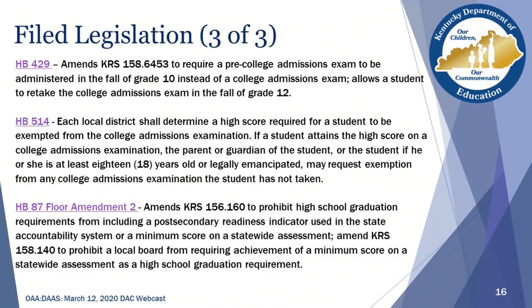Now, the last one I'll note is House Bill 87. It's a floor amendment 2, which amends the statute to prohibit high school graduation requirements from including a post-secondary readiness indicator used in the state accountability system or a minimum score on the statewide assessment. It also amends KRS 158.140 to prohibit the local board from requiring achievement of a minimum score on the statewide assessment as a graduation requirement. So that's a brief highlight of the bills that have been filed.